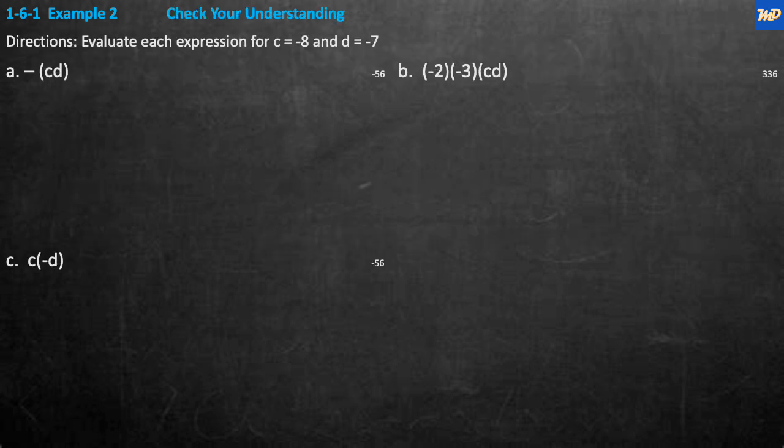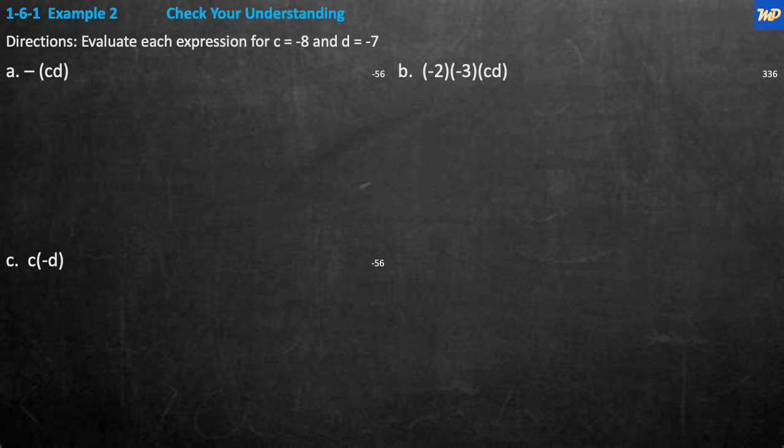Okay, example 2, check your understanding. Evaluate each expression for c equals negative 8 and d equals negative 7. So I'm going to let you pause the video and try these out on your own. And when you come back, we'll work them together. Okay, I'm assuming you've done that. So let's give these a look.